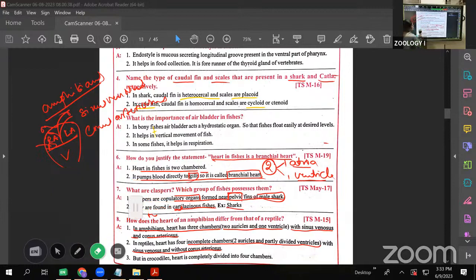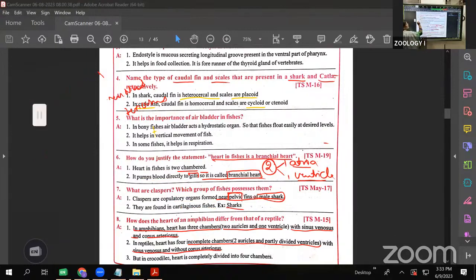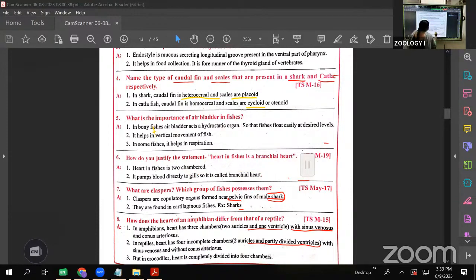The amphibian heart has only three chambers, two atria and one ventricle. It has two aortic arcs, the sinus venosus and the conus arteriosus. But the reptilian heart has incompletely divided four chambers, the ventricle is incompletely divided, and the sinus venosus is present while the conus arteriosus is absent. This is the difference between the amphibian heart and the reptilian heart.